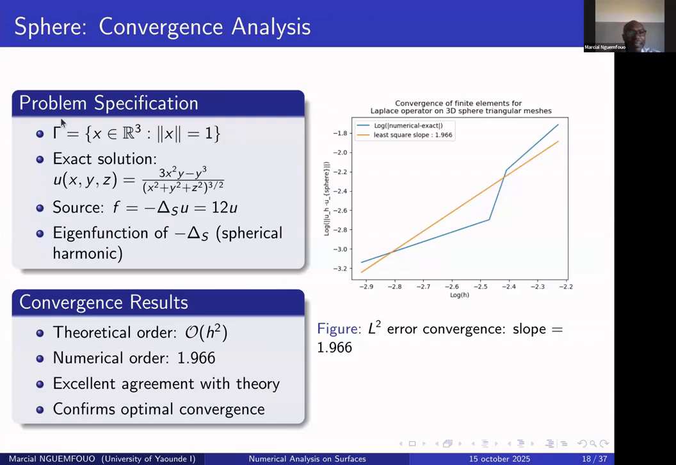Convergence analysis. The problem here: our gamma is a unit sphere. We use this exact solution and obtain this order of convergence, 1.96, which is in excellent agreement with the theoretical order of convergence H squared, confirming optimal convergence on the sphere.